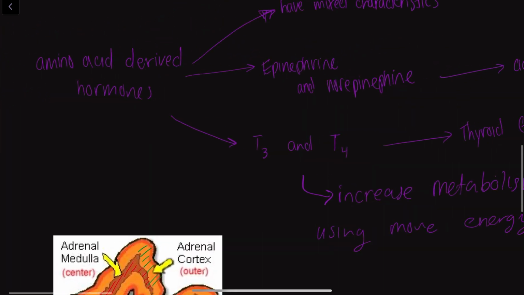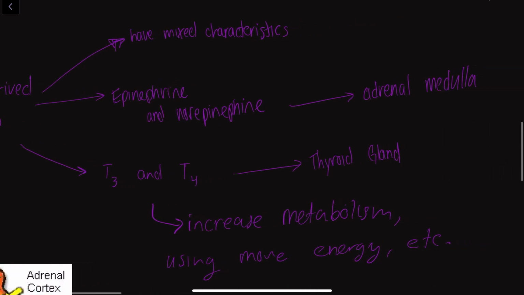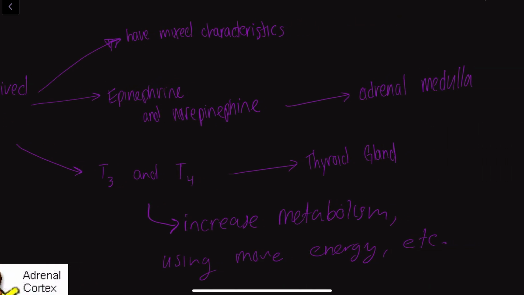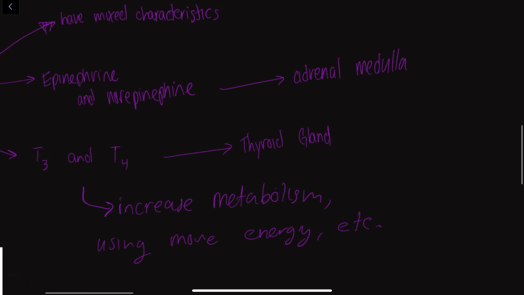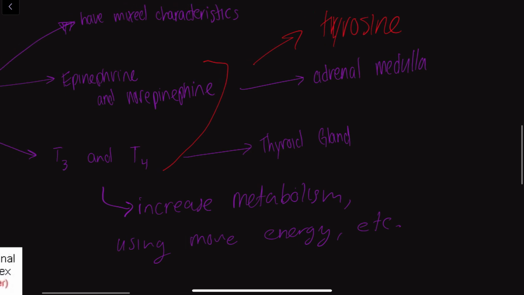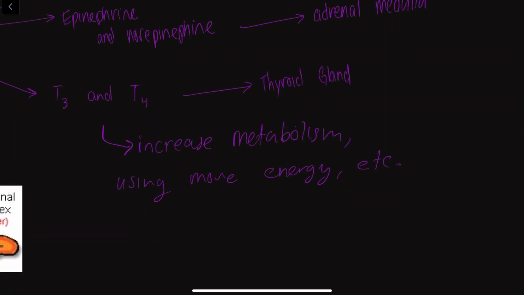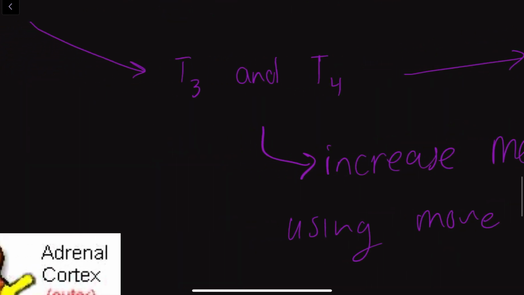Okay, so then there's T3 and T4, which are released by the thyroid gland. Again, remember these are all amino acid derived. These 4 hormones are all derived from tyrosine. Okay, so you should know that. And T3 and T4 are made by the thyroid gland, and they're going to increase metabolism. So that literally means they're going to increase the amount of energy that you use, okay? You're using more energy, using more heat, everything. Your metabolic rate is going to increase, okay?